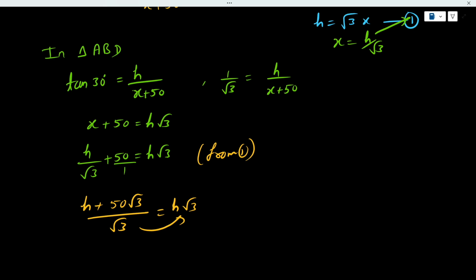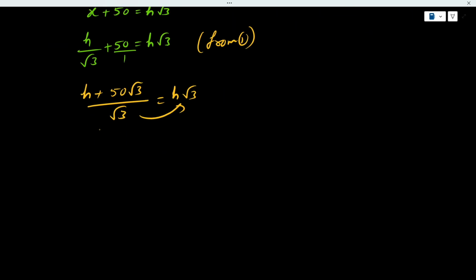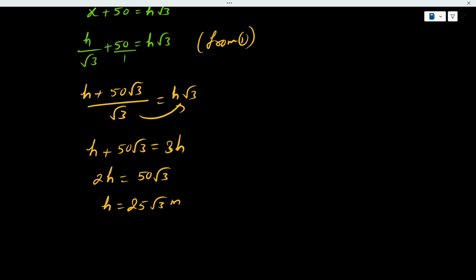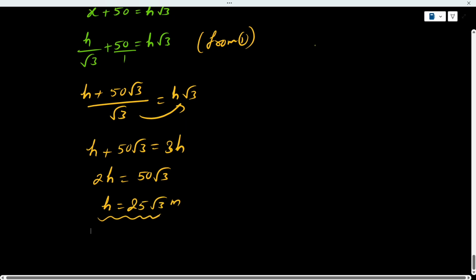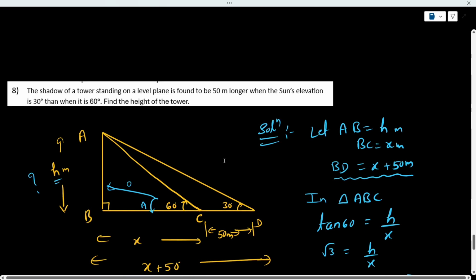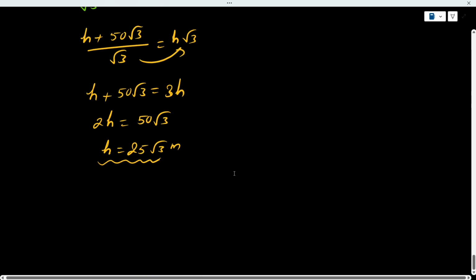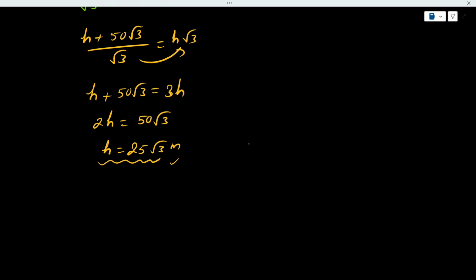Now once this goes to the right-hand side, it will get cancelled, right? Root 3 times root 3 will become a rational number, 3. So h plus 50 root 3 will be 3h. So it will be 2h is 50 root 3 meter. So h is going to be 25 root 3 meter. So what is the height of the tower? 25 root 3 meter. Now again in this question, the root 3 value is not given, so you can leave the answer in surd form. If the root 3 value is given as 1.732 or 1.73, you will get the answer in decimal.